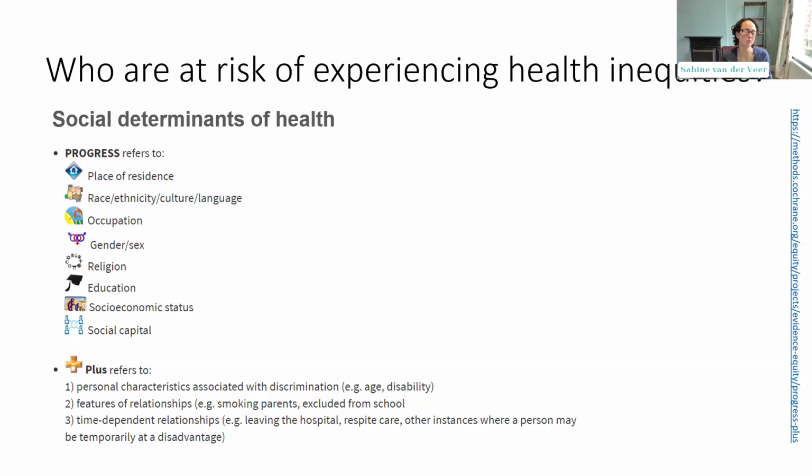So, for example, older people, when we think about digital tools, are often thought of as being at risk of not taking those up or not being able to use these. Features of relationships, so your parents' background, what colleagues you meet or what friends you make in school, and then time-dependent relationships. So I think a key one in this list is leaving the hospital. So after being admitted to a hospital and being in a really supportive environment, you go home and have to manage everything yourself, putting you at risk of health inequity.